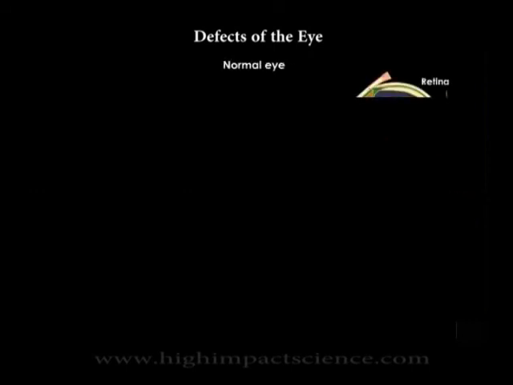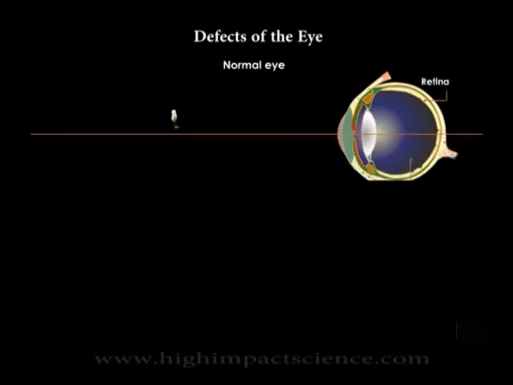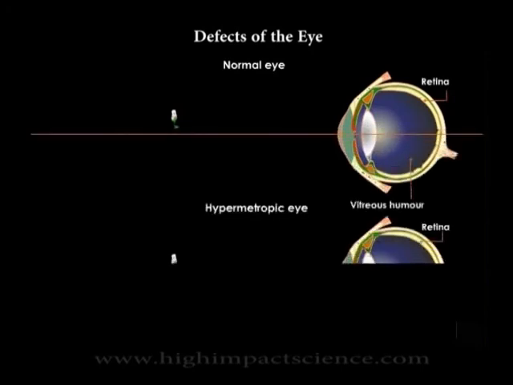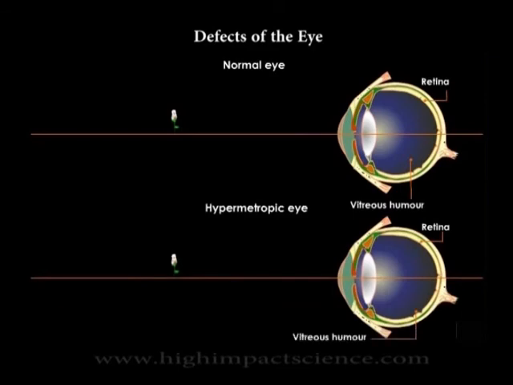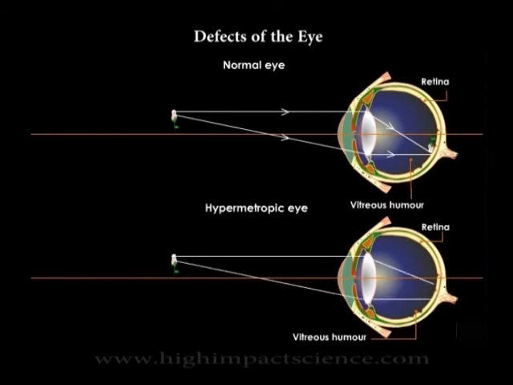Here you can see the formation of an image in a normal eye and in a hypermetropic eye. In the normal eye, light rays from the flower fall on the eye and converge on the retina. Whereas in the hypermetropic eye, the rays from the flower converge behind the retina.